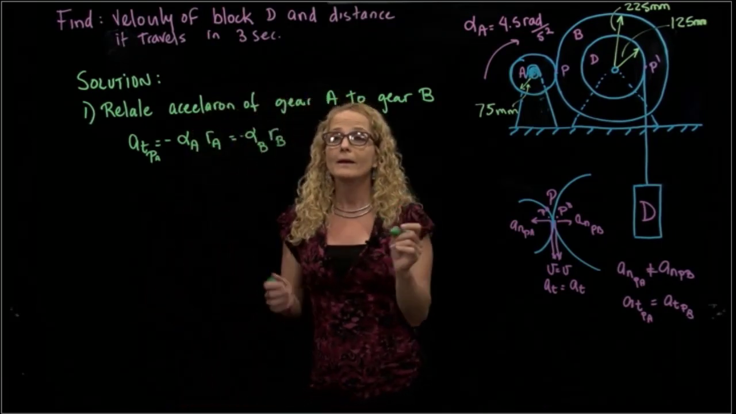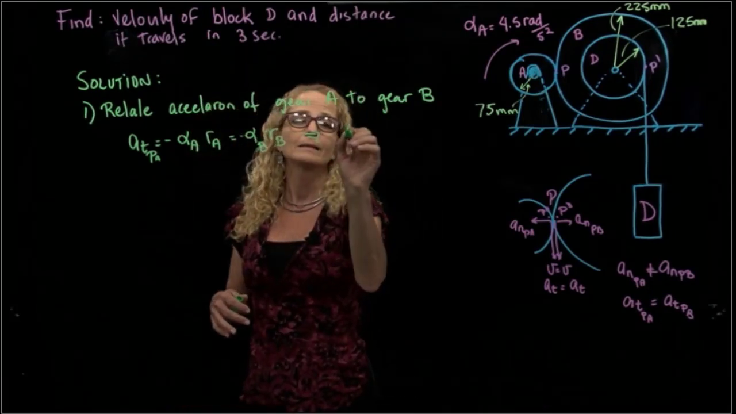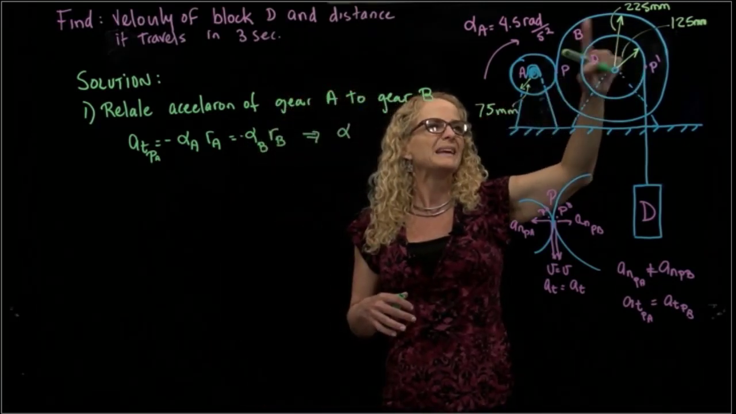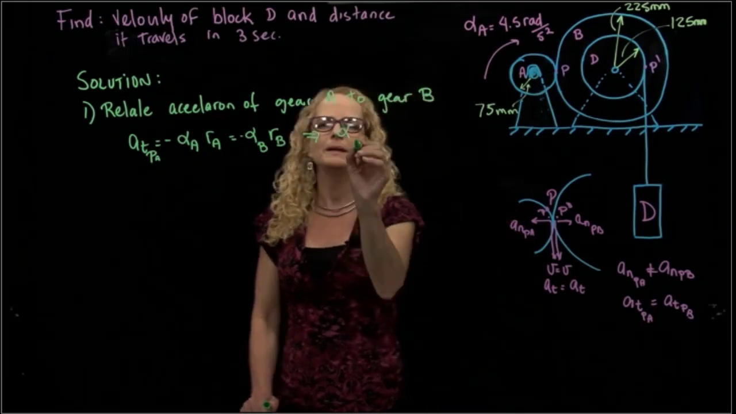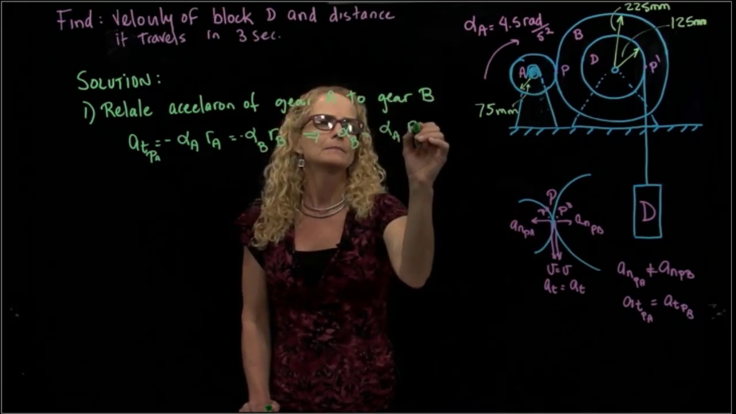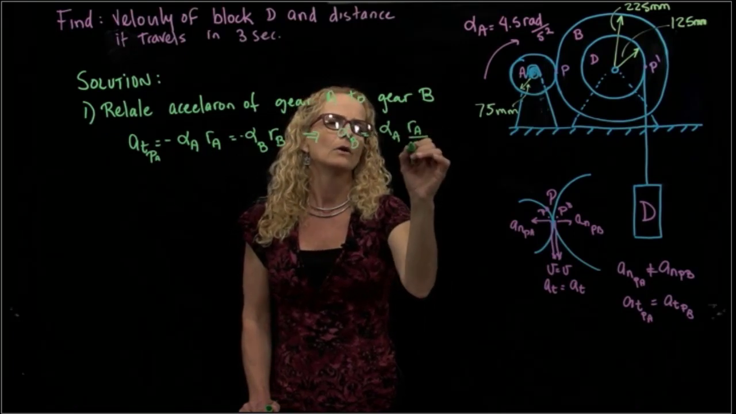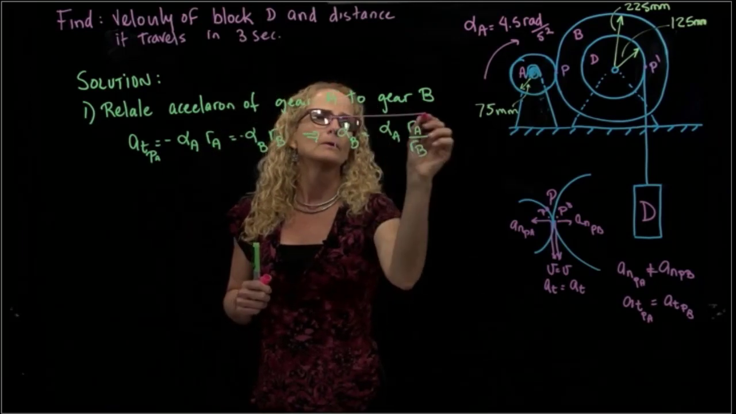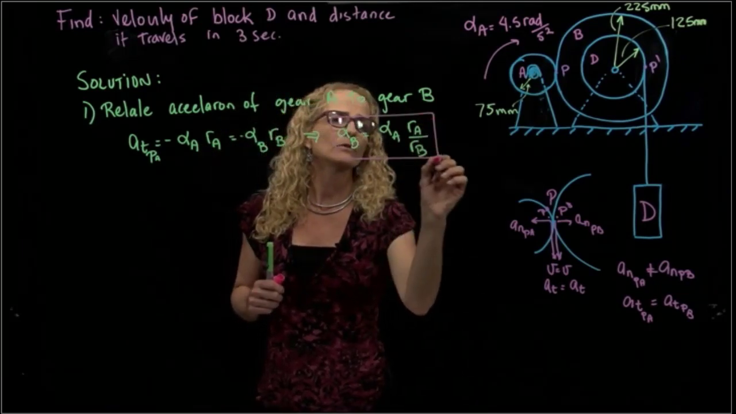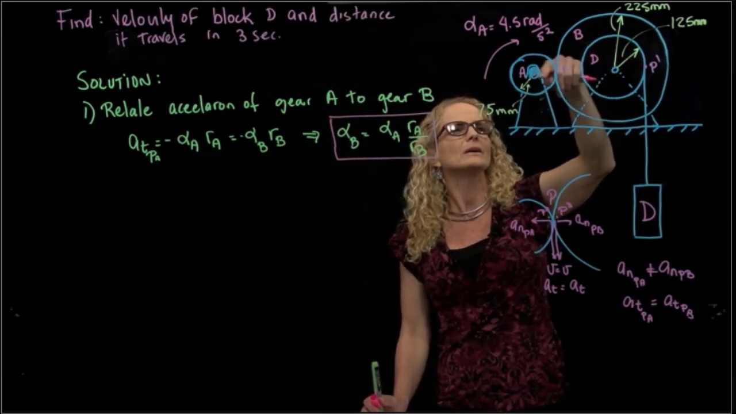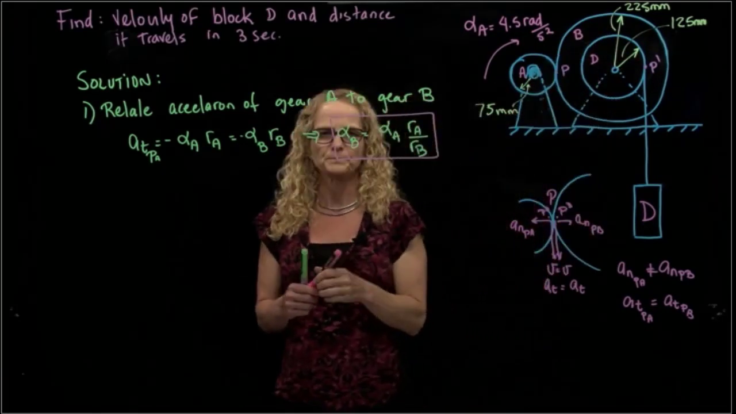So from here, I can relate that the angular acceleration of this big gear will be equal to the acceleration of A times RA over RB. So that's my first relation that allows me to find the acceleration of the bigger gear knowing the smaller gear.